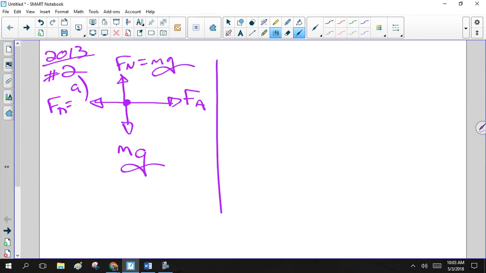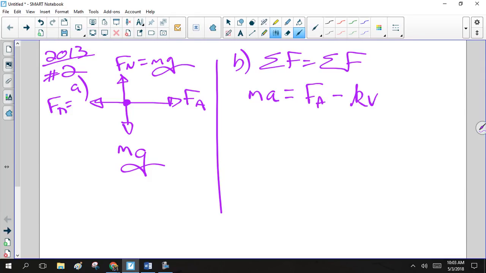So it's about forces, right? So let's start with our standard net force equals net force, right? Okay. So our net force is the mass of the box times the acceleration. In terms of sums of forces, that's going to be my applied force minus my drag force, which I'm going to write as kV. Cool? Everybody good up to there?